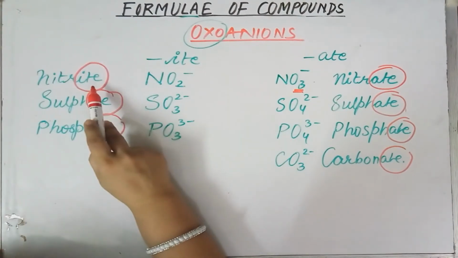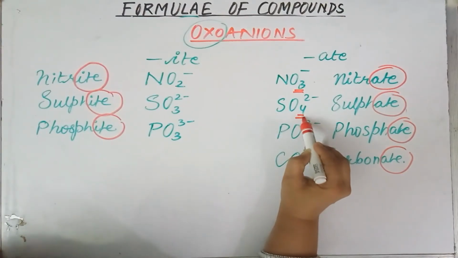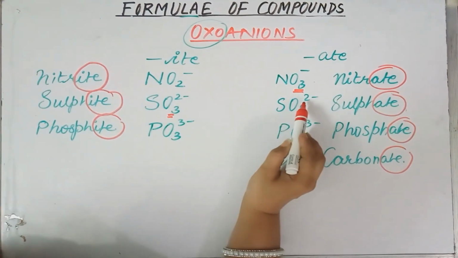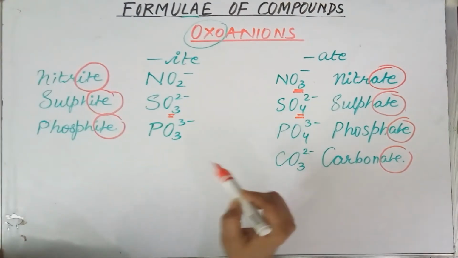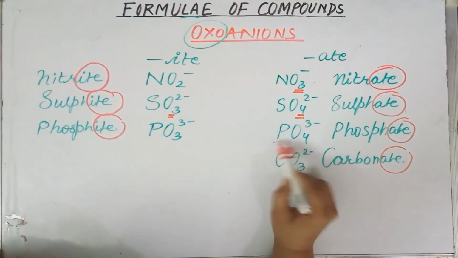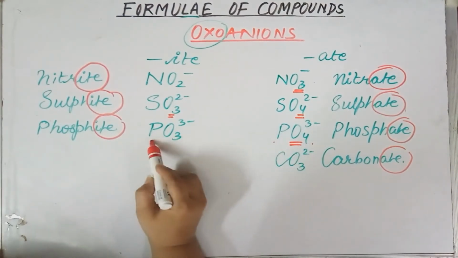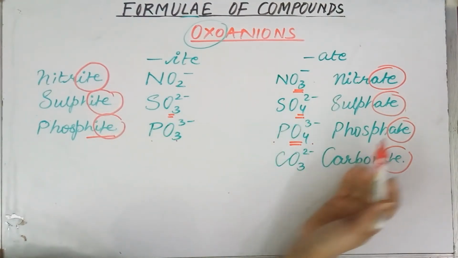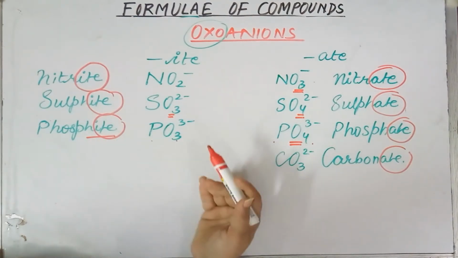NO2 minus is nitrite. On the same pattern, I can remove one oxygen from the sulfate and this sulfate will be converting into sulfite. So SO4 2 minus is sulfate and SO3 2 minus is sulfite. And the same applies to the phosphate ion also. So PO4 3 minus is phosphate. Remove one oxygen and there is PO3 3 minus, phosphite. So you can easily convert these -ate ions into the -ite ions and you can recognize them easily.